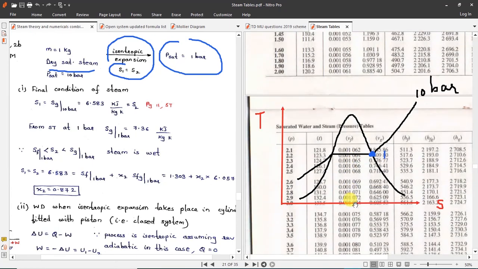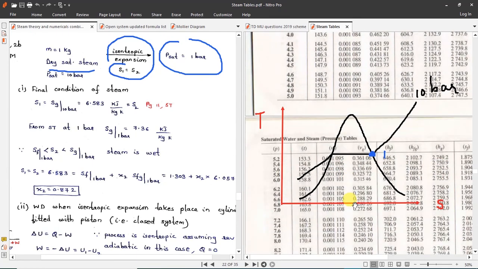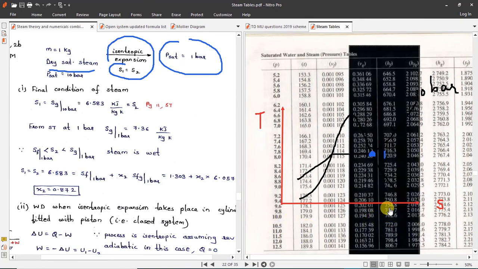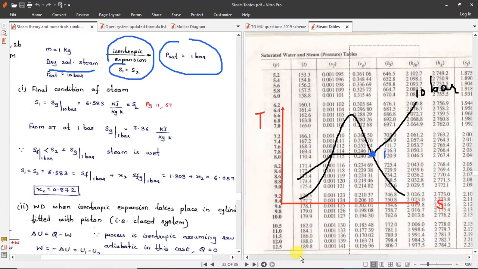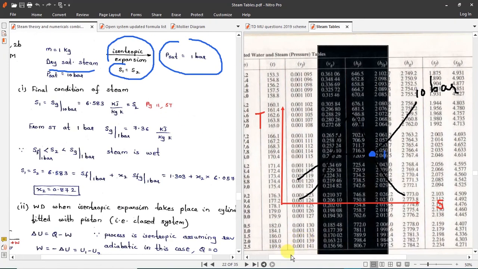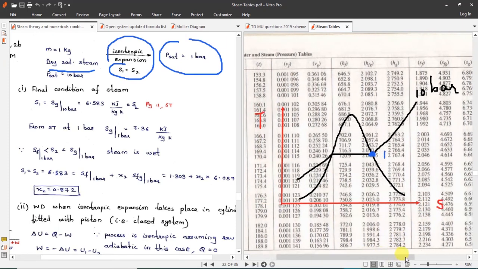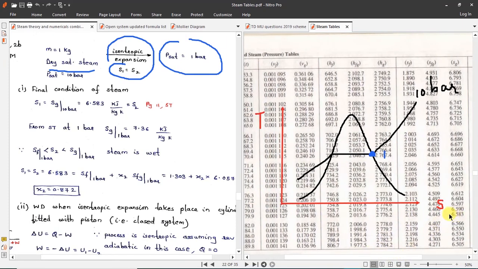So we'll open the pressure steam table, 10 bar pressure. Okay, so this is 10 bar, and for 10 bar here you will have the Sg value. What is this value? 6.583. Now this value will be equal to S2 also. Why? Because we have isentropic expansion. Now what we will do? We will compare this value.